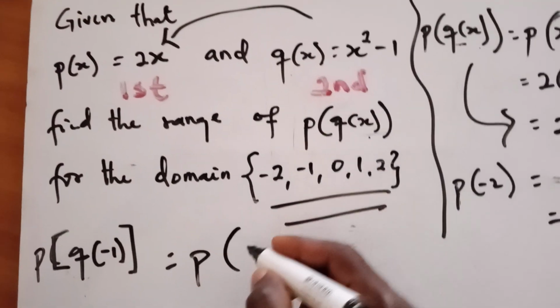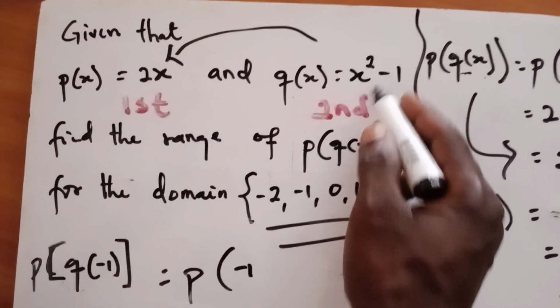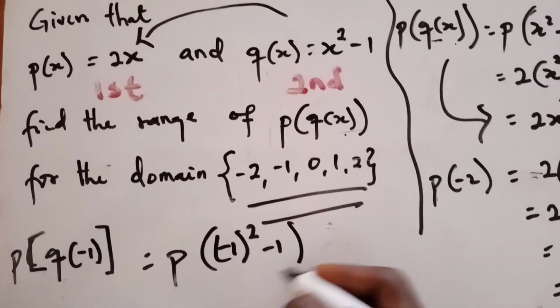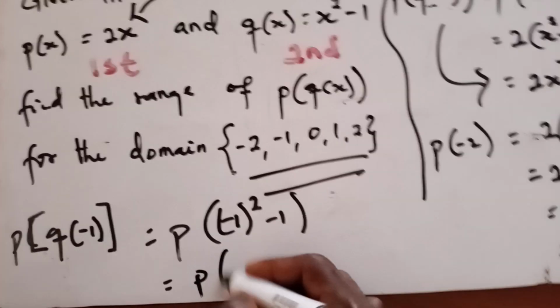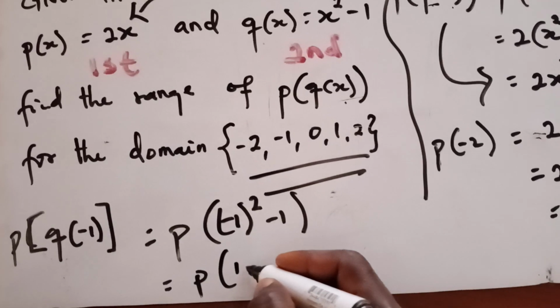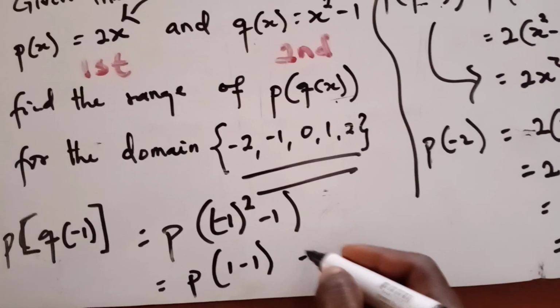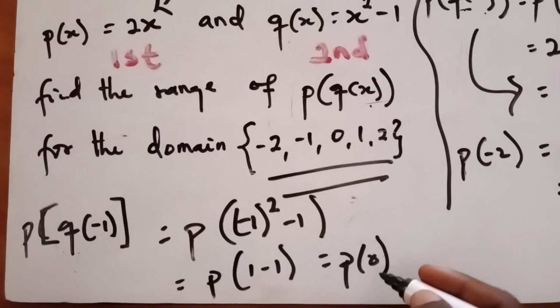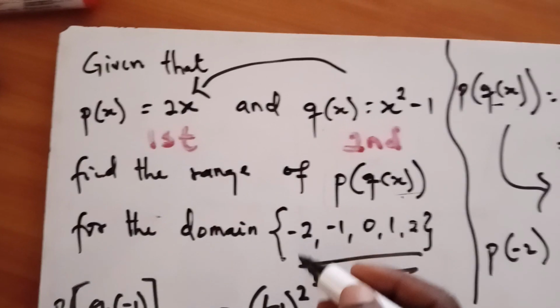K of -1 tends to be -1 squared and then minus what? -1. So that's going to be P of -1 squared, just 1. 1 minus 1, what is that? So it's going to be P of what? Of 0. Right? So this P of 0 here will go into the P value.